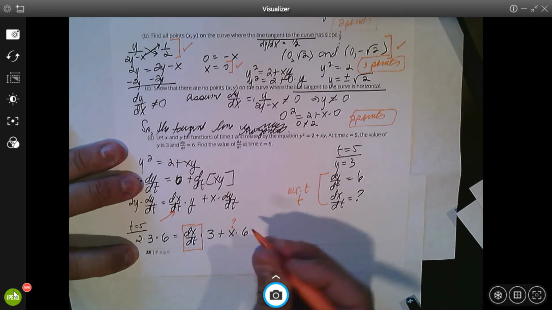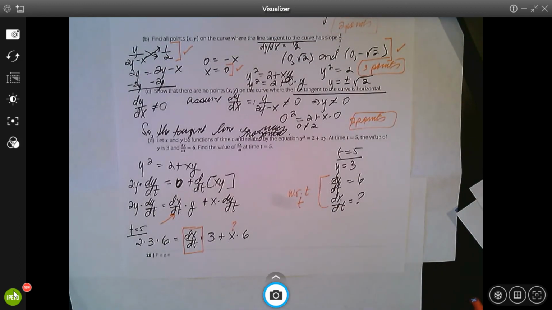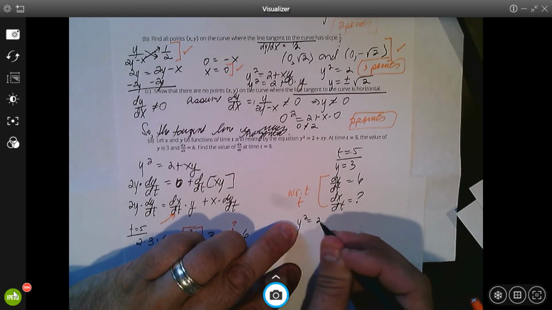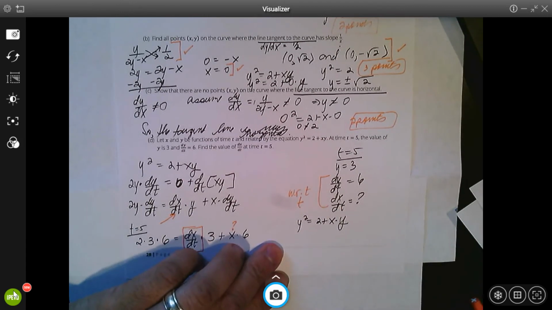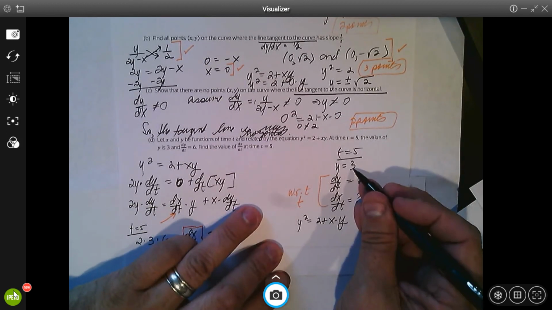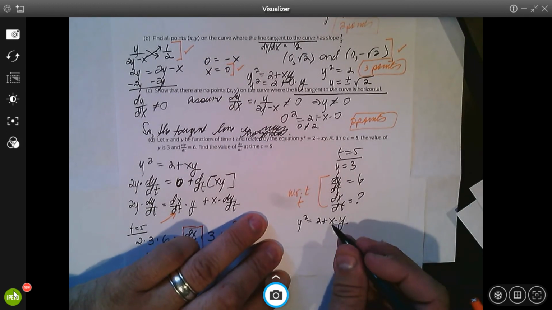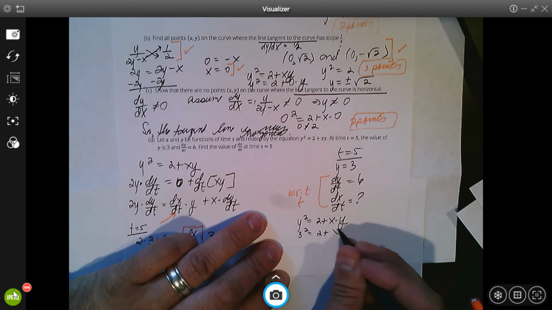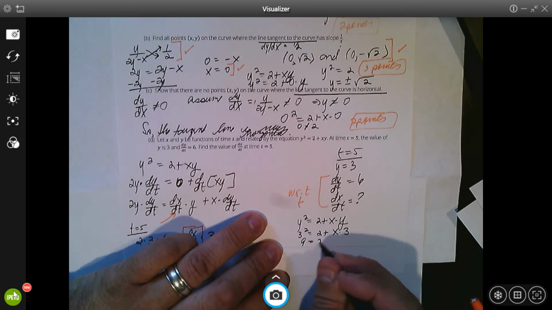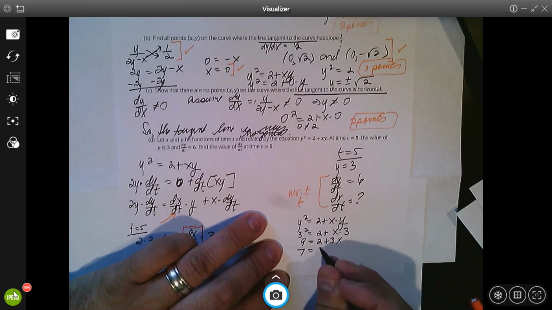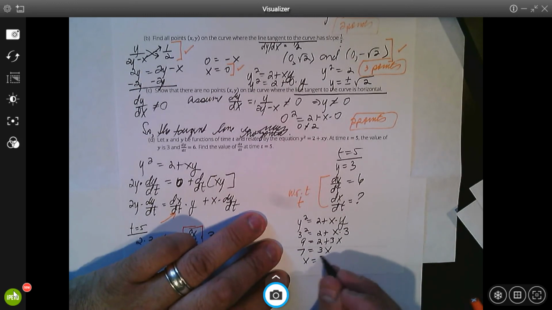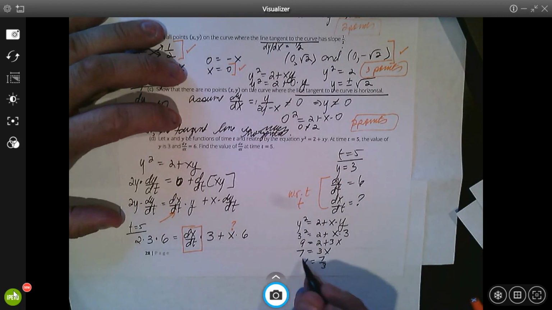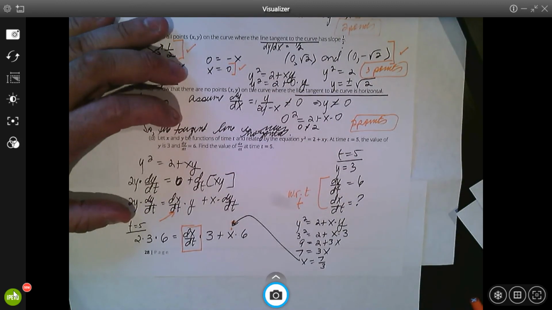The problem is we haven't figured out what x is, but here's the good news. What do we know? We know that for all points on the curve, y squared equals 2 plus x times y. We know that y is equal to 3. Using that, we can figure out x. 3 squared equals 2 plus x times 3. That means 9 equals 2 plus 3x. Solving, we get that x is 7 over 3. I'm going to take that and plug that in over here.